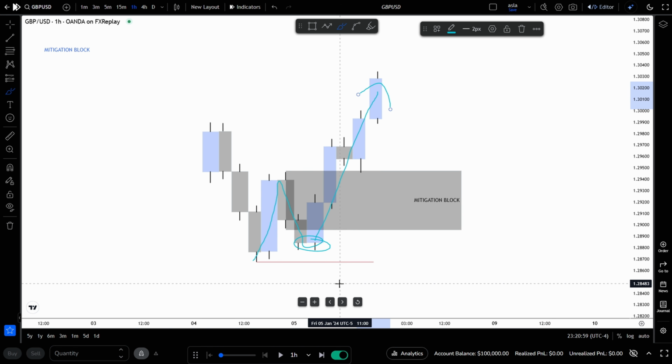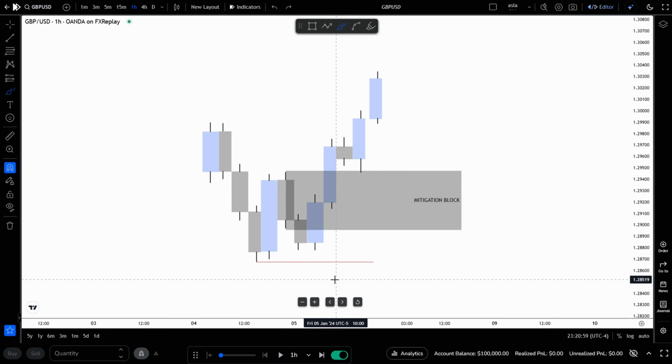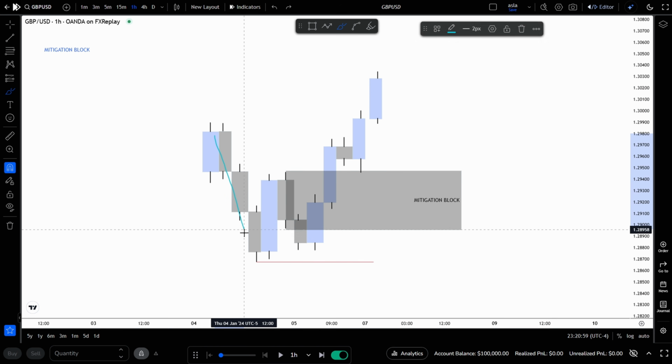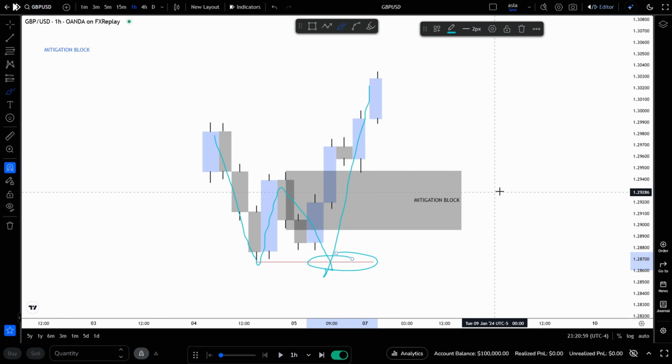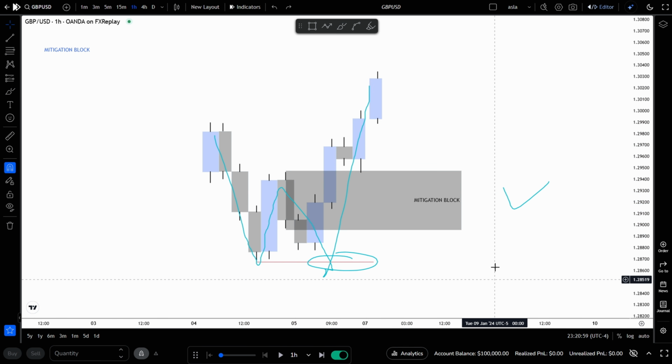That structure is different from what we see in a breaker block. With a breaker block, price would typically form a low, then a high, then a lower low, and finally a higher high. That difference in structure is what separates a mitigation block from a breaker block. Now let's hop into an example on the chart.